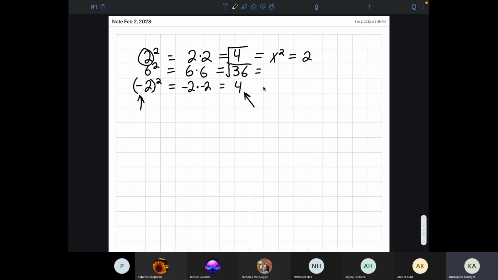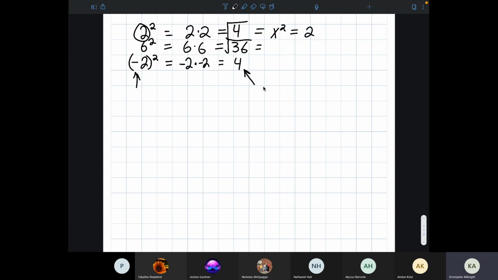These I just kind of have memorized. So we're going to say x squared equals 36, which is 6. So we set this one up the same way. Well, we get 2 again. That's weird, because we didn't start with 2. We started with -2. And this is where complex numbers come into play.